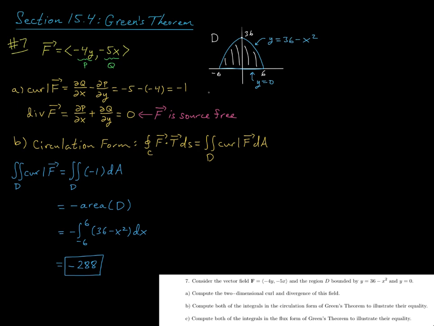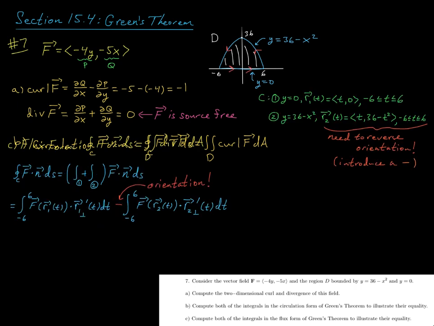So if I'm integrating a constant over D, that's just going to be that constant times the area of the region D. So in other words, it's just going to be the opposite of the area of this region D. And I can compute that just using a single variable integral. I'm just going to integrate from -6 to 6 the function 36 minus x squared. And that turns out to be -288. So these two integrals are the same. All right, cool.